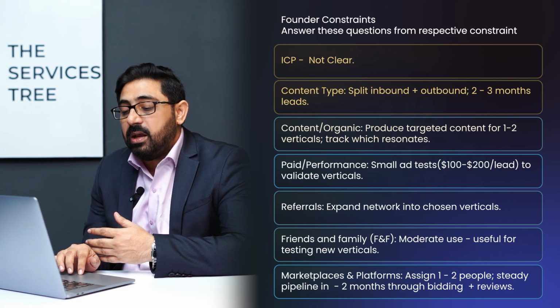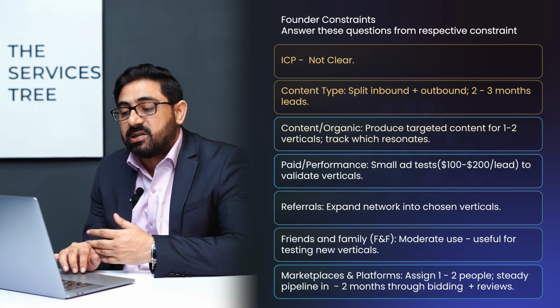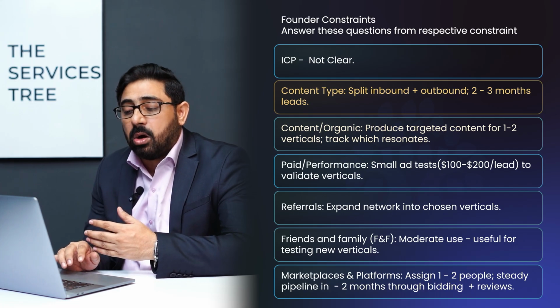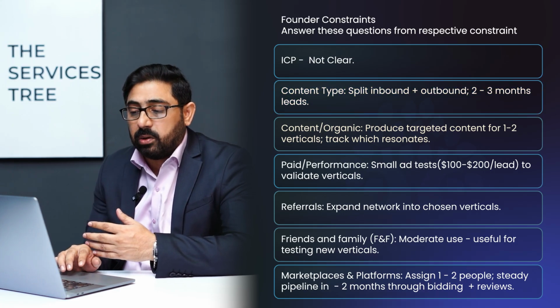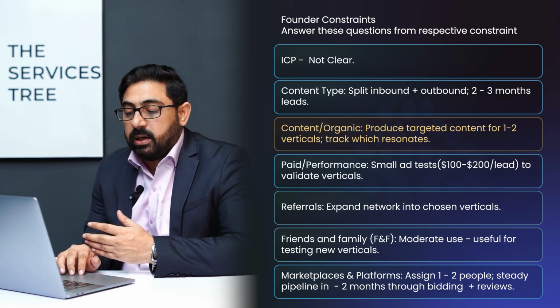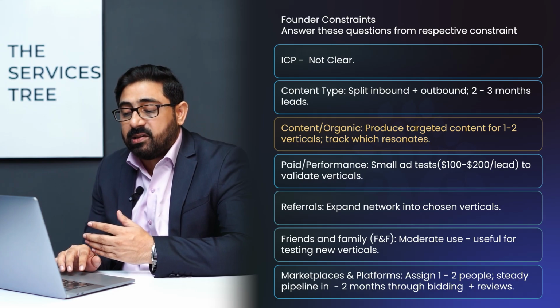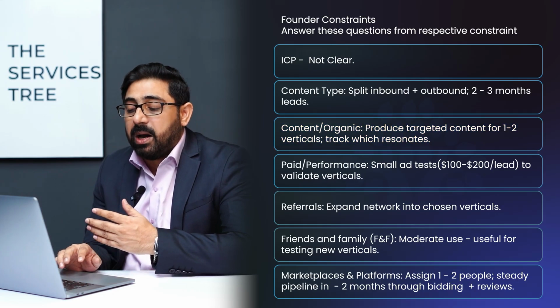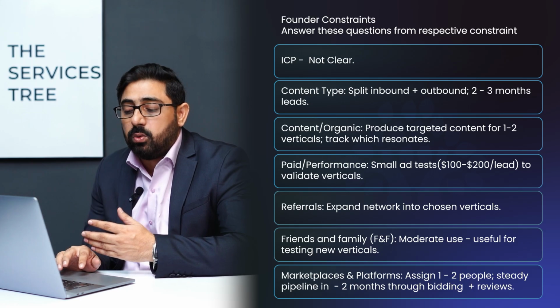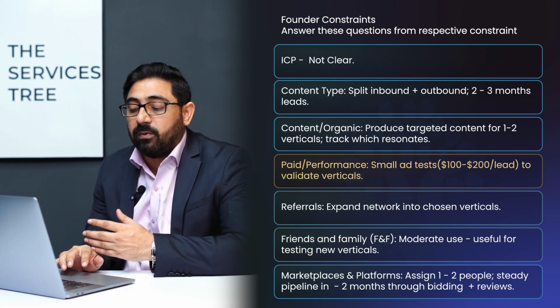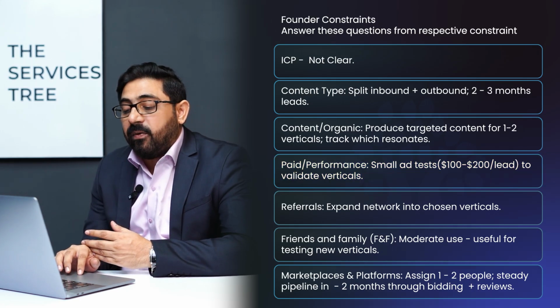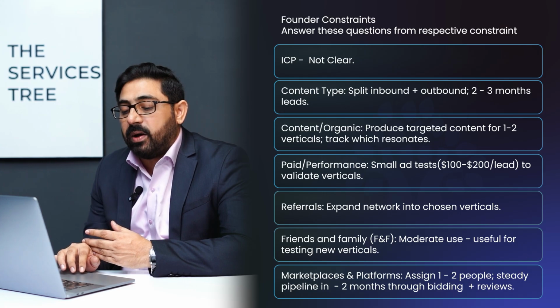But when you say that you are not that clear about your ICP, you see what you have to do: being consistent with your content or organic marketing, you have to produce targeted content for 1 to 2 verticals only. Within the paid performance category, we can see small ad tests where the average cost per lead is $100 to $200 to validate the verticals. We will nullify such options on the basis of our next constraints, what we just talked about.